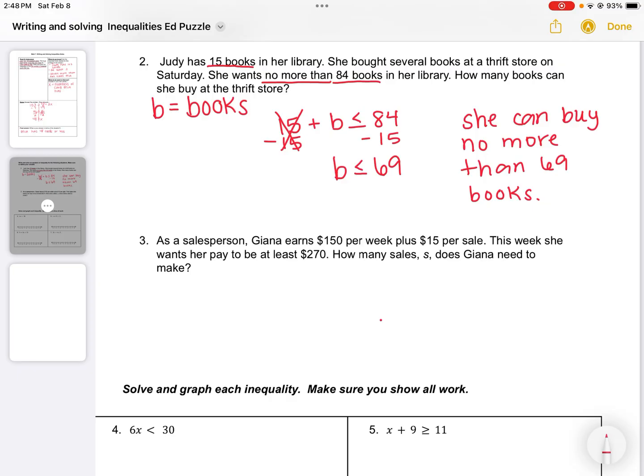So my first step is I need to underline any important things for me to have or know to make my inequality. The first thing is it's going to be in the first sentence. There's actually a couple. The first thing I'm going to underline is she earns $150 per week. The next thing I want to underline is how much she makes per sale.